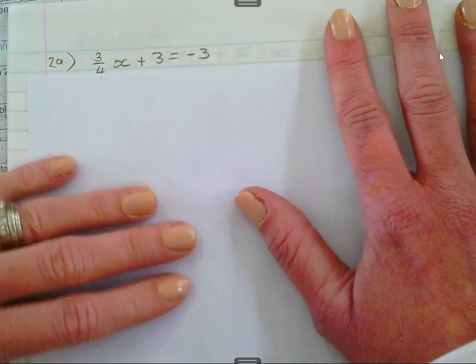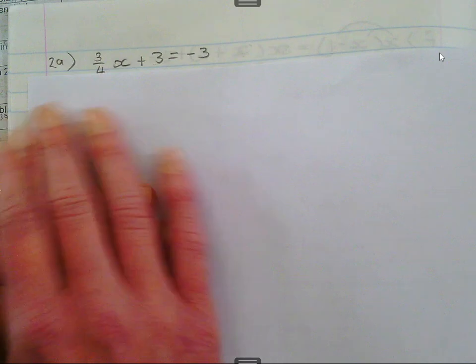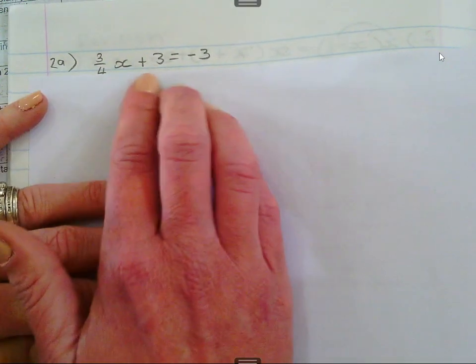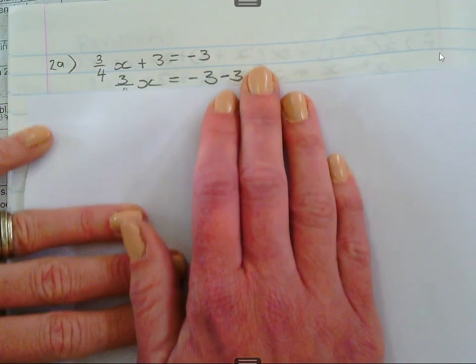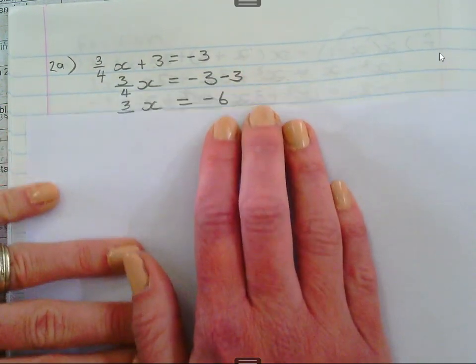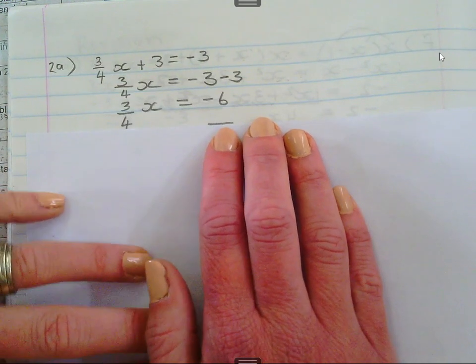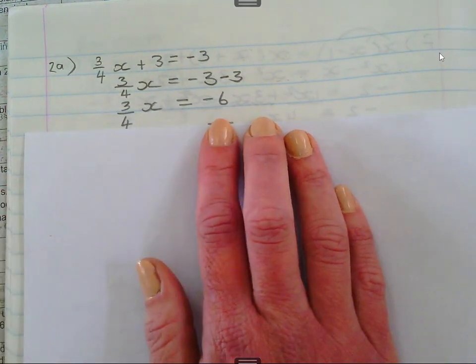Okay, let's start with number 2a. Right, so the first thing we're going to do is take the plus 3 over to the left side and it becomes minus 3. Then I've got 3 over 4 x equal to negative 6.